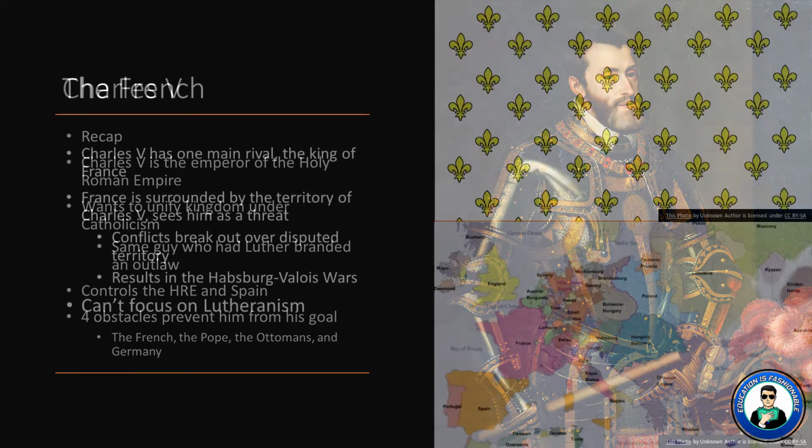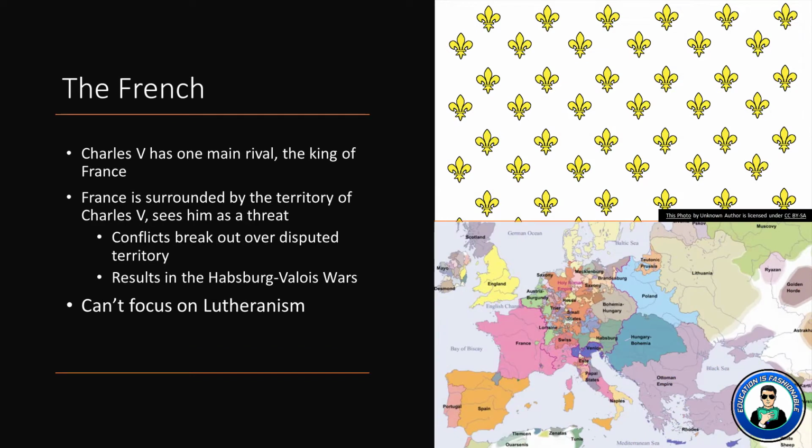But let's start off with the French. As you can see here with a map, we've got the French flag of that time in the upper right and a map in the lower right. You can see that France is surrounded by the Holy Roman Empire and Charles V, because he controls the territory to the southwest of France, and surrounds the eastern borders as far as France is concerned.